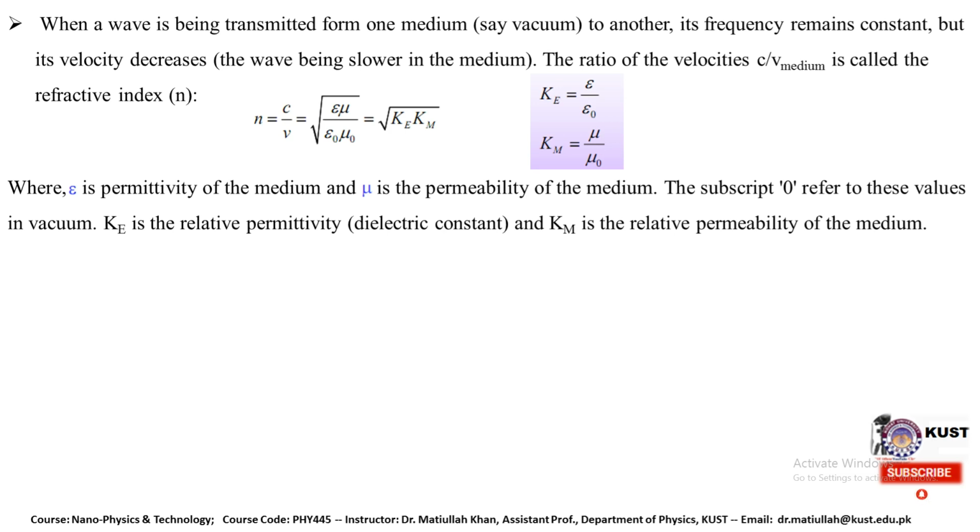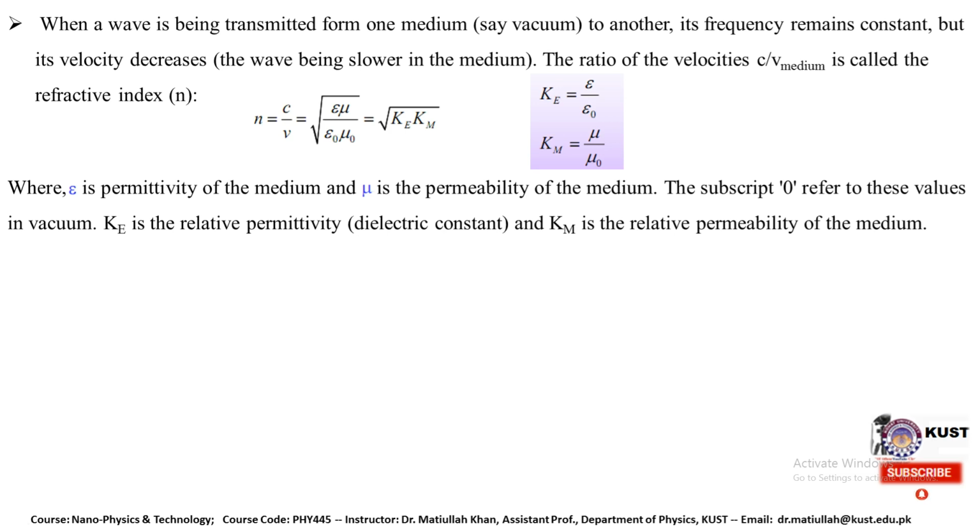When a wave or a ray is transmitted from one medium to another, its frequency remains constant but its velocity changes. The ratio between the velocity in vacuum and in the medium is called the refractive index. The wave is slower in the medium, so n is equal to c divided by v, which is equal to the square root of epsilon mu divided by epsilon naught mu naught. This is the value of the refractive index for any particular medium.